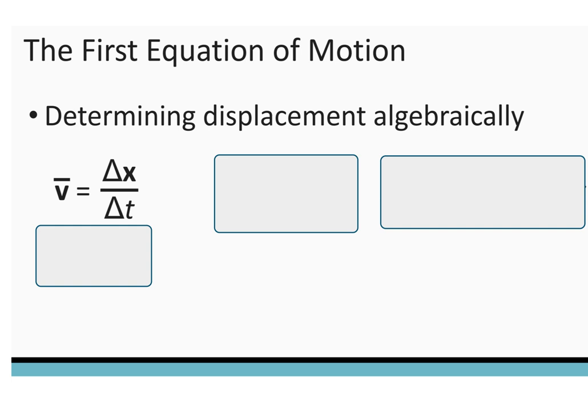Okay, so we all know this guy. This is average velocity, all right? This is my displacement divided by my time.